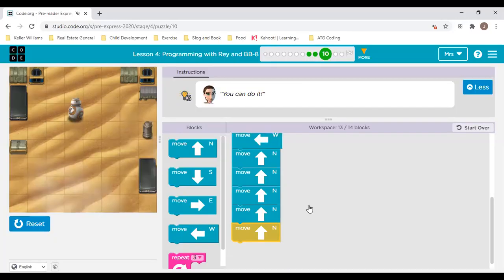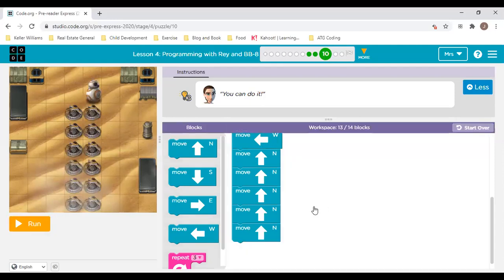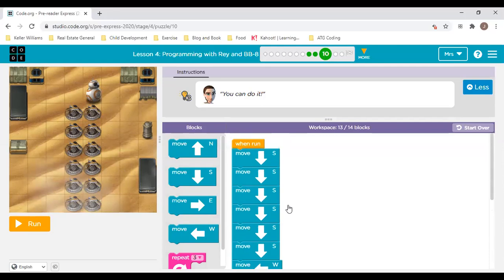I'm going to go back. Do you see we've used 13 out of 14 blocks? So that is very good. Now we can use even less blocks. This is the correct code. So well done to Abichi. Very, very well done, because it was a long one to solve.